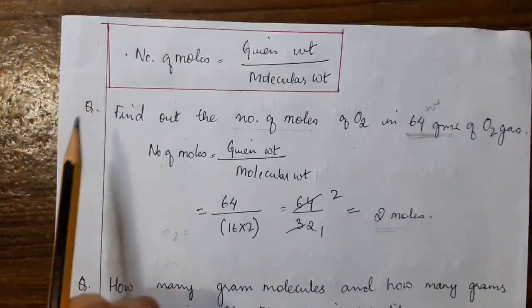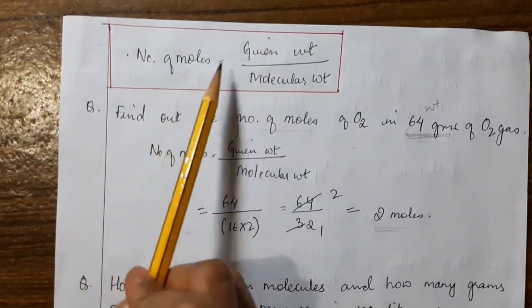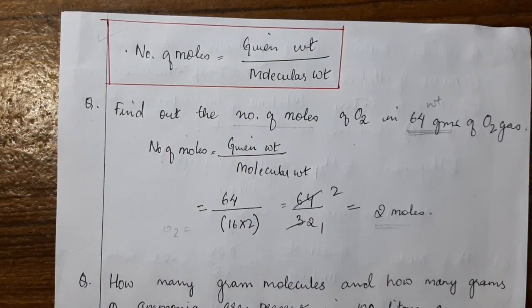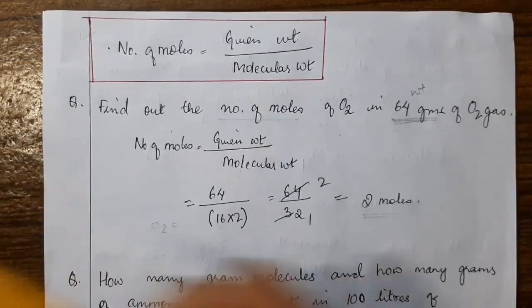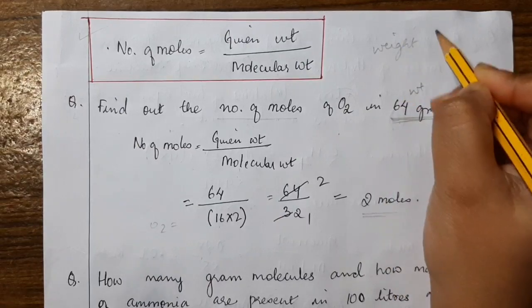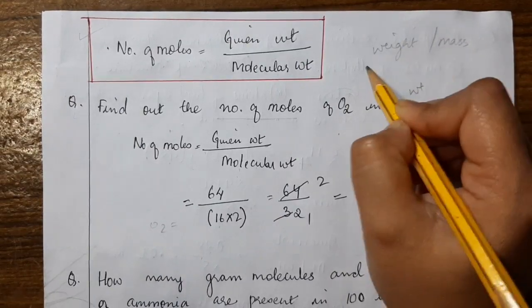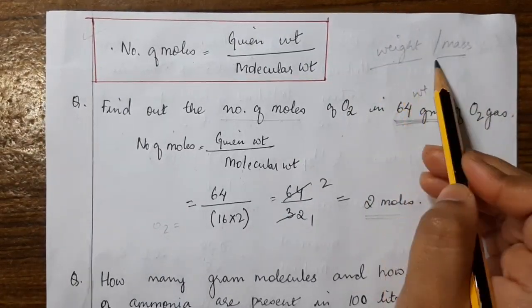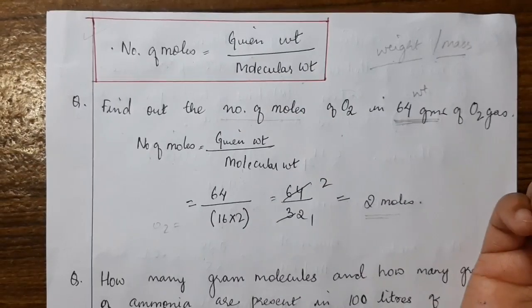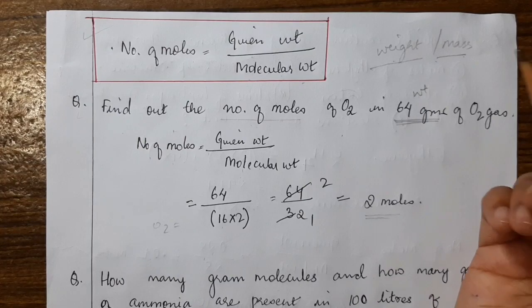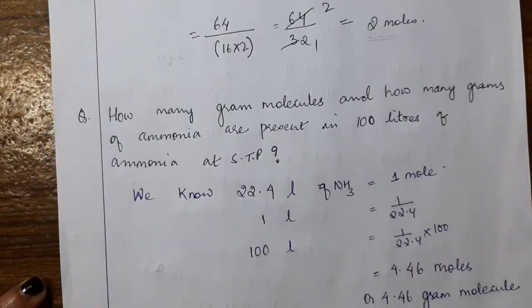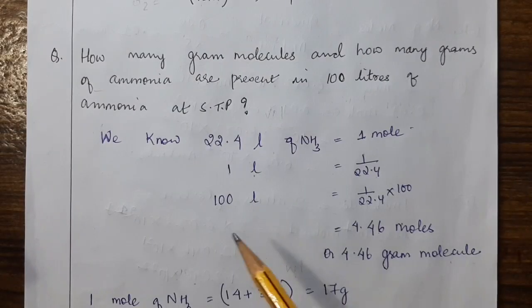So you can use this relation: number of moles equals the weight given divided by the molecular weight. And another thing in chemistry, weight and mass are the same. If you write molecular weight here, it also means molecular mass, but in physics it's not so. Mass and weight are different in physics. Now, using the mole concept, we'll solve some questions.